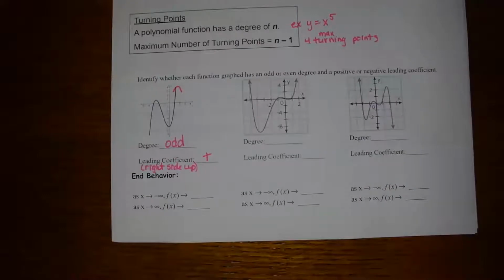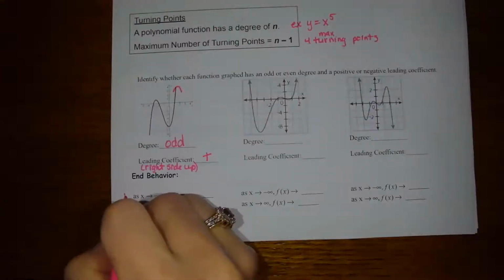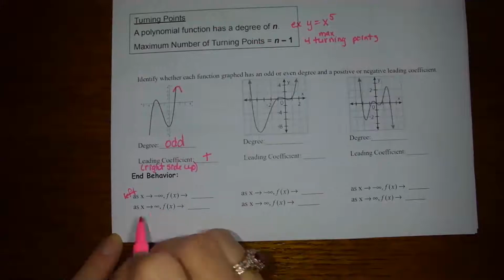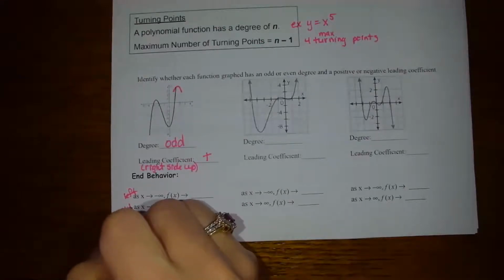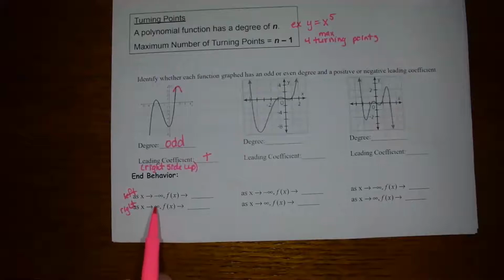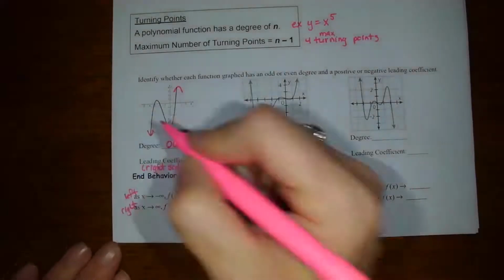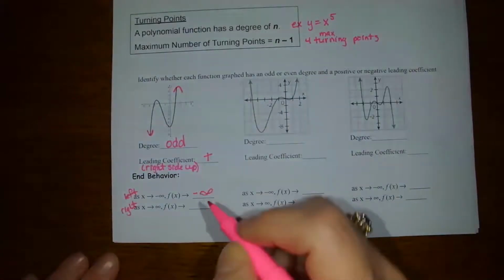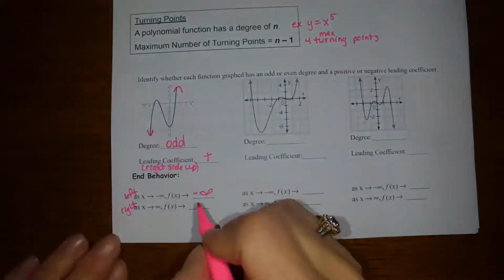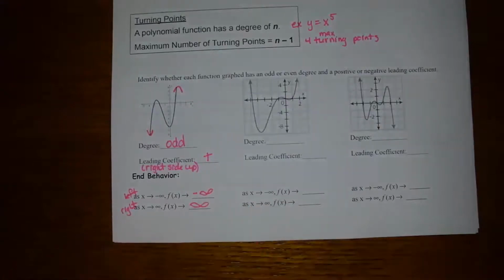Okay. End behavior. Now, is this top one the left side or the right side? That's negative infinity, so that's the left side. This is positive infinity, so that's the right side. So as x goes to the left, where does y go? Is it going up or down? Well, we're going down, so that's negative infinity. The right side is going up, so that's positive infinity. You always have to look to see which one. Sometimes people will write the positive side first, so always be on the lookout.